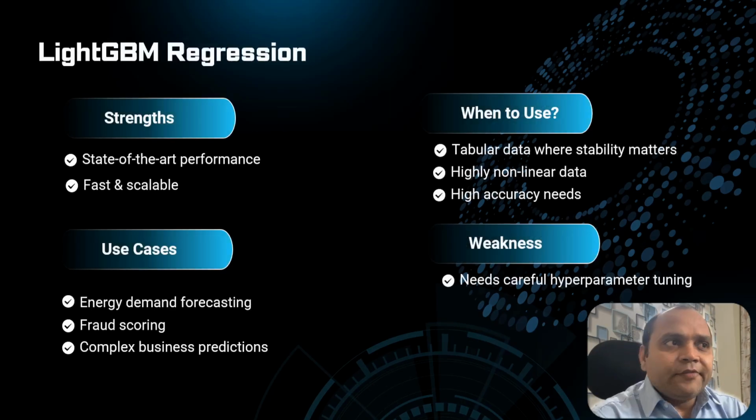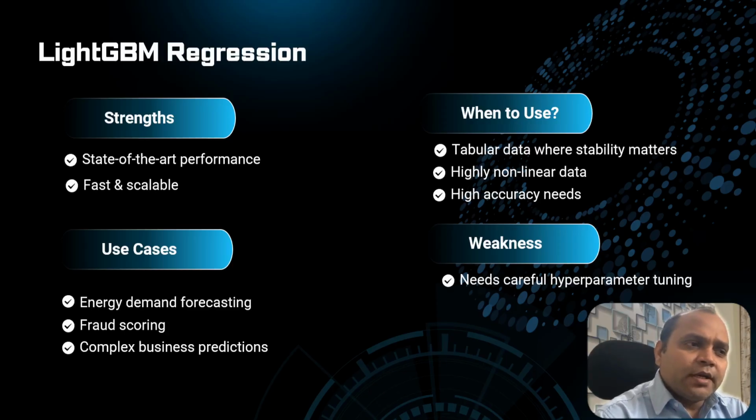Another trainer we have is LightGBM, Light Gradient Booster Regression. This is state of the art performance, fast and scalable. You can use this with tabular data where stability matters, highly non-linear data, and where high accuracy is needed. The use cases of this trainer are energy demand forecasting and fraud scoring. Fraud scoring is, let's say, your credit card fraud scoring, or fraud scoring in banking.